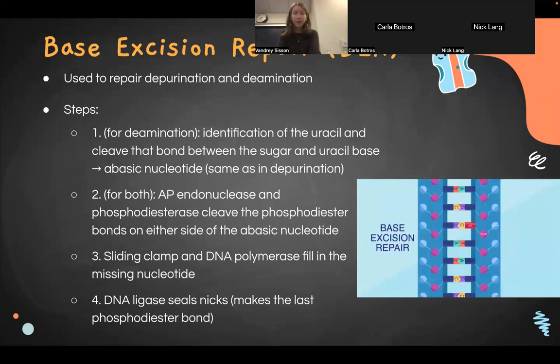So I think this is the last little leg that we're going to go over. We're talking still about repair. So our first mechanism is base excision repair, BER, and that's used to repair depurination and deamination.